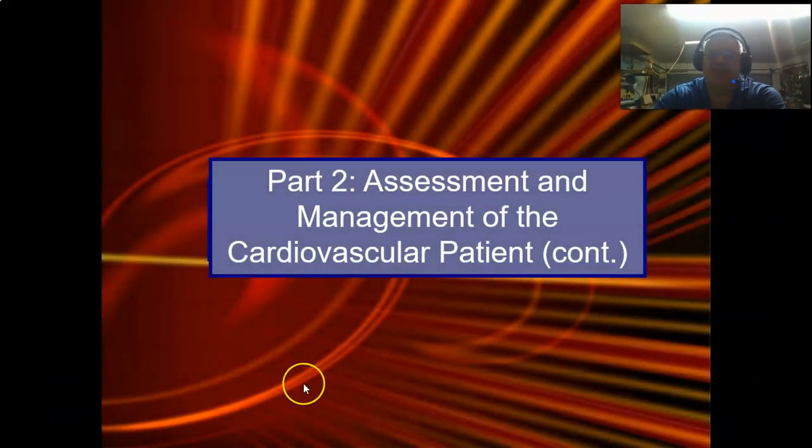Class, welcome back, and we are headed to the deep end of the pool right now as far as cardiology, because we're going to start talking about the 12 lead, and more importantly, things that you need to know about a 12 lead, what it does, and how we get to fix things.